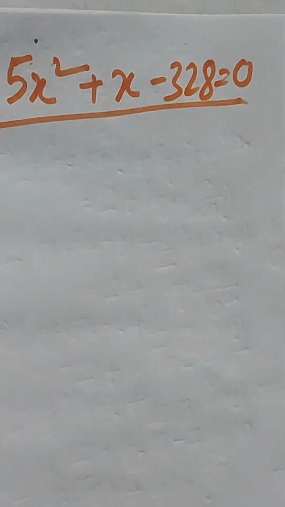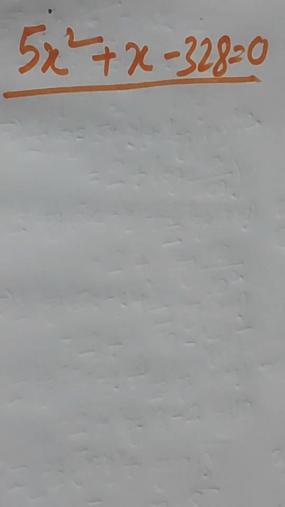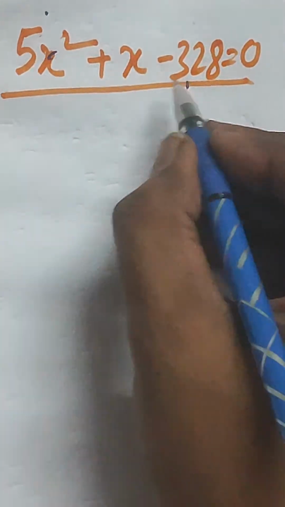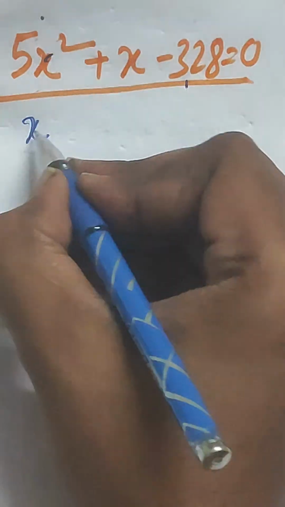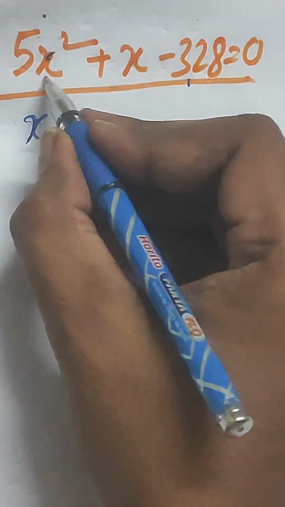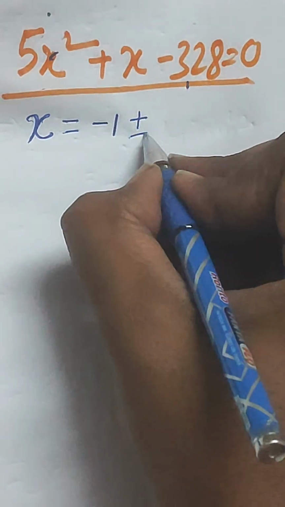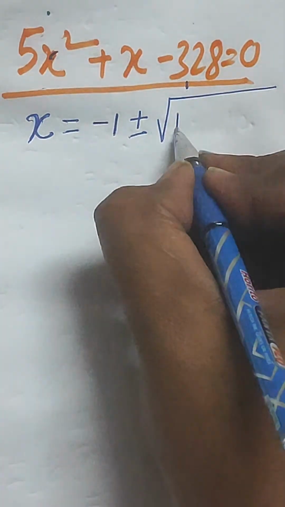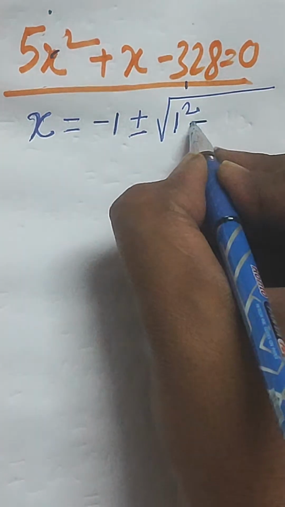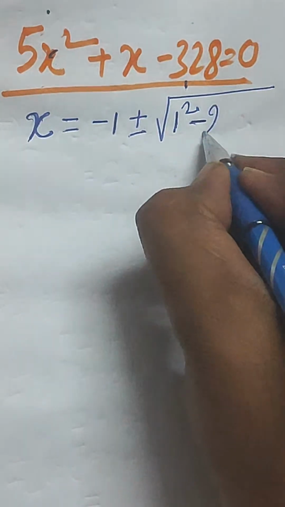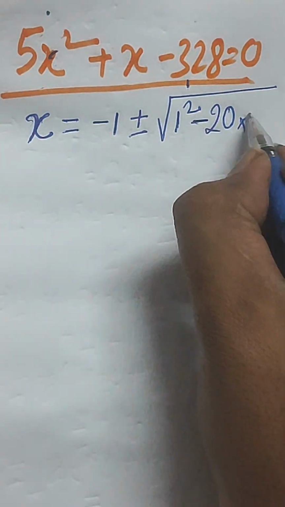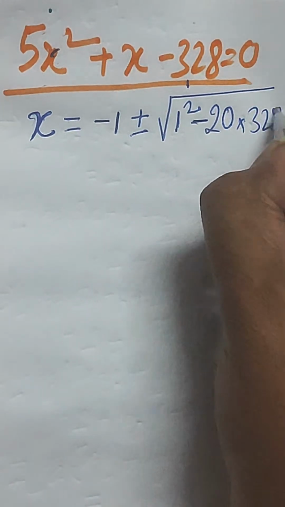So we have to solve this, and we are getting the answer of our question. To proceed further, you can just use the quadratic formula, right? That is x will be equal to minus b plus minus root over of b square, that is 1 square, minus 4 into 5, 20 into 328, right?